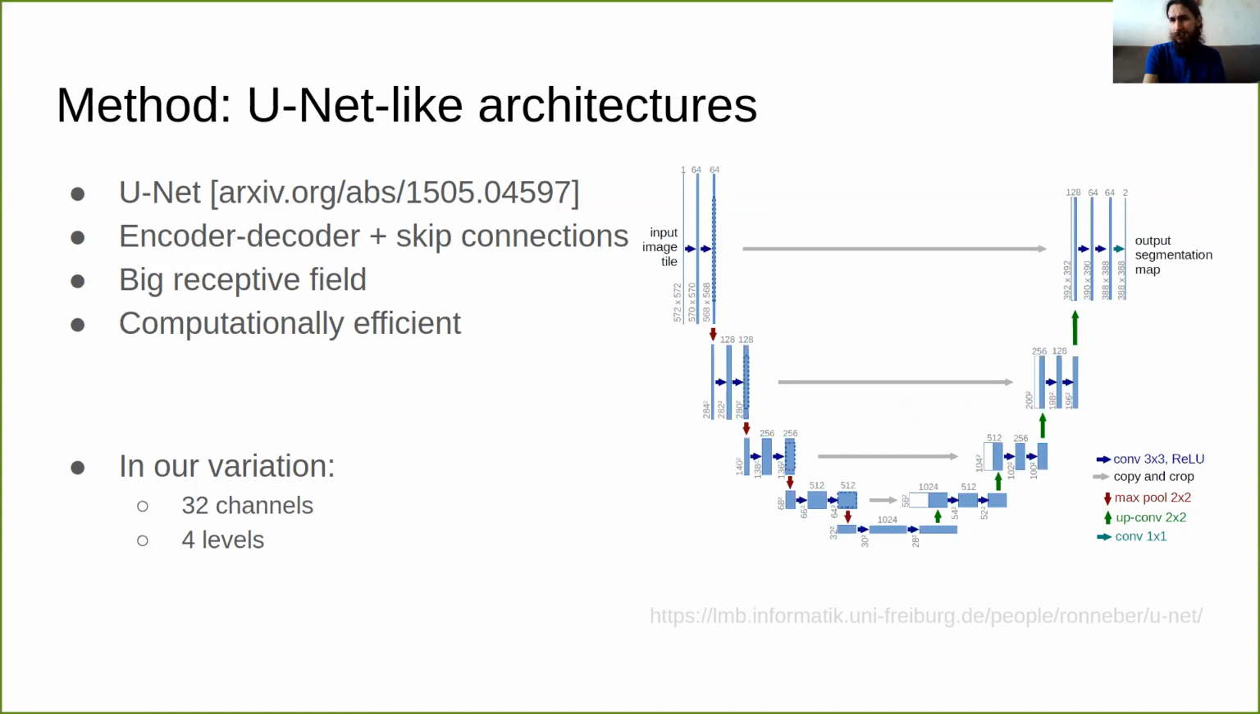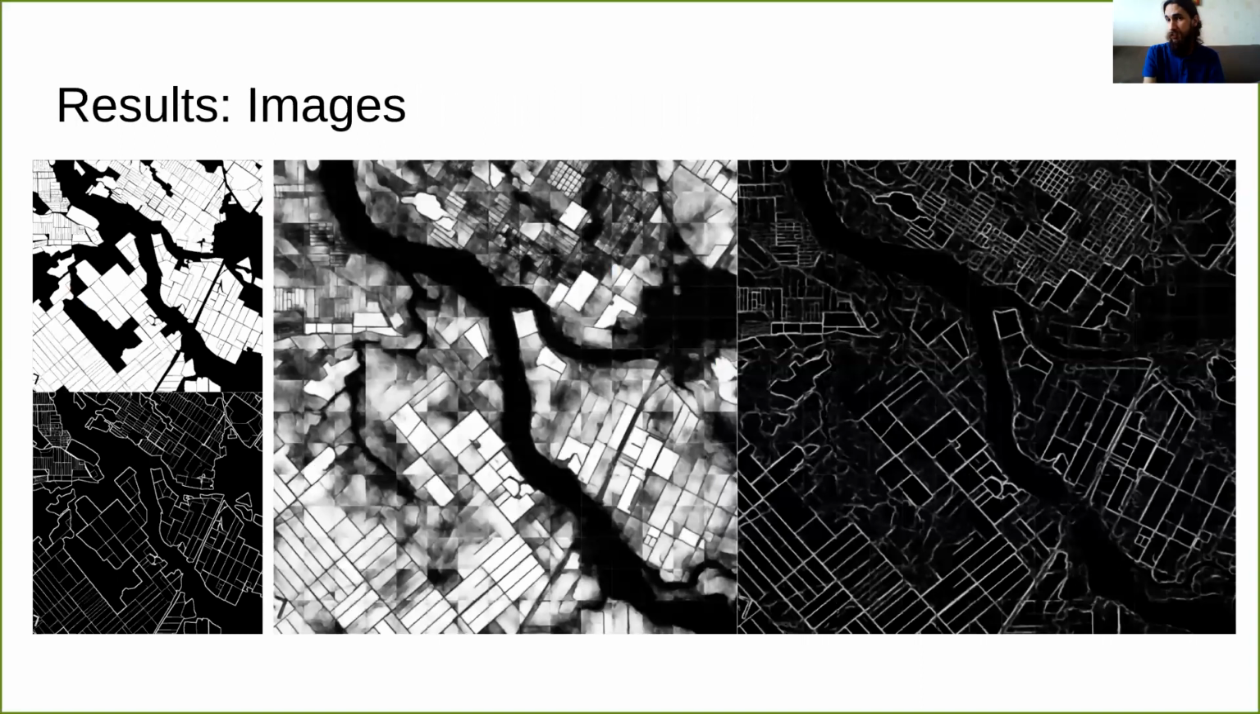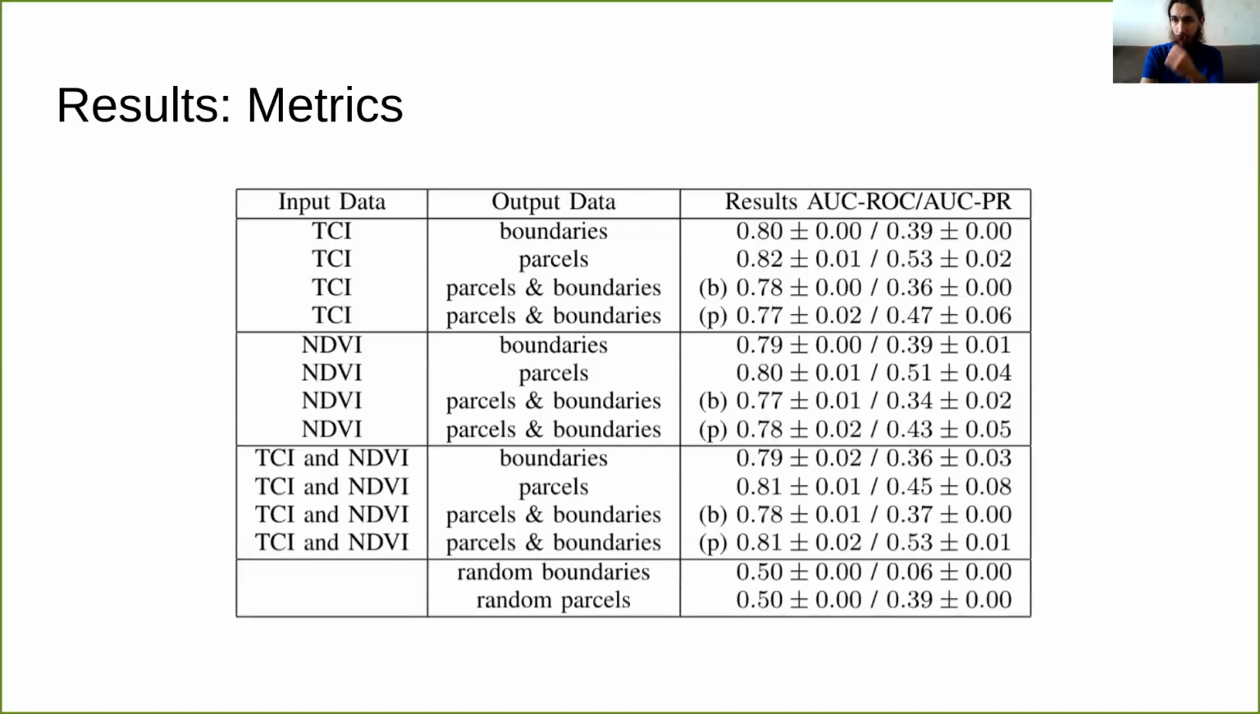This neural network, trained on our training data, was able to predict these answers on independent test data. We see that the parcels and boundaries are found not very well, but much better than random. The same result we can see in our metrics. Random boundaries and random parcels give a much worse result than we obtained.